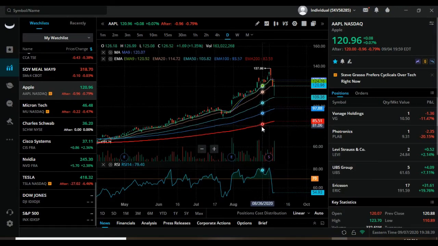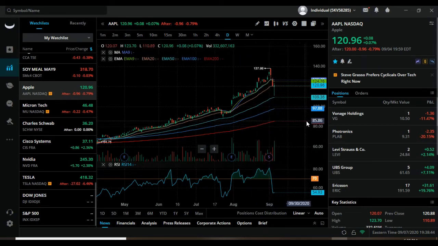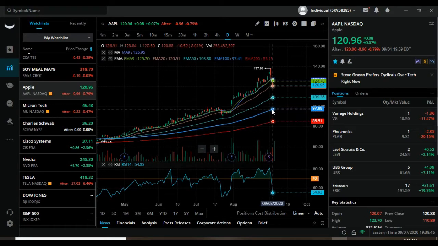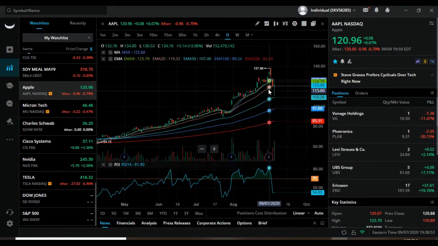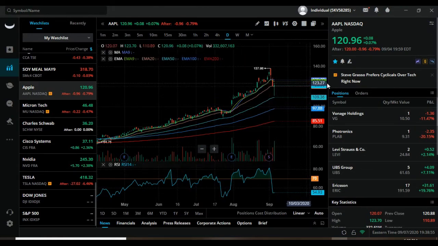that you've chosen. So this is the 200-day moving average. This means over the past 200 days, this is the average price of the stock. This is the 100-day moving average. Over the price of the last 100 days, this is the average price of the stock. This is the 50 moving average. This is the 20 moving average. This is the 9 moving average.